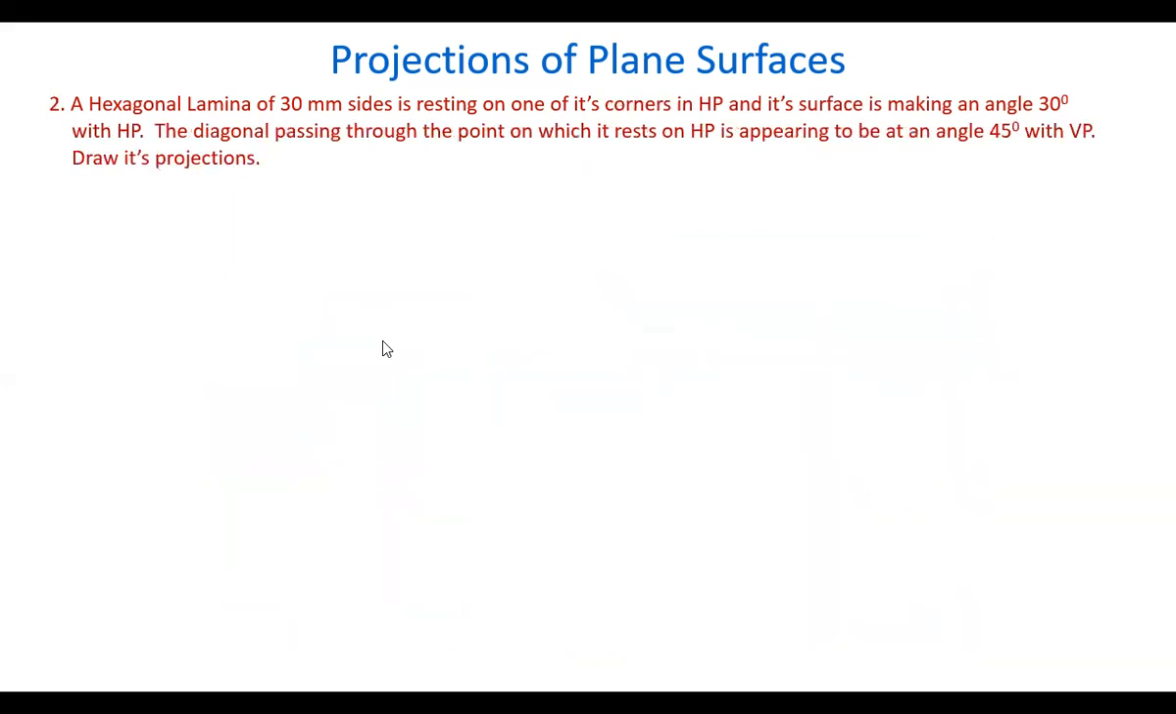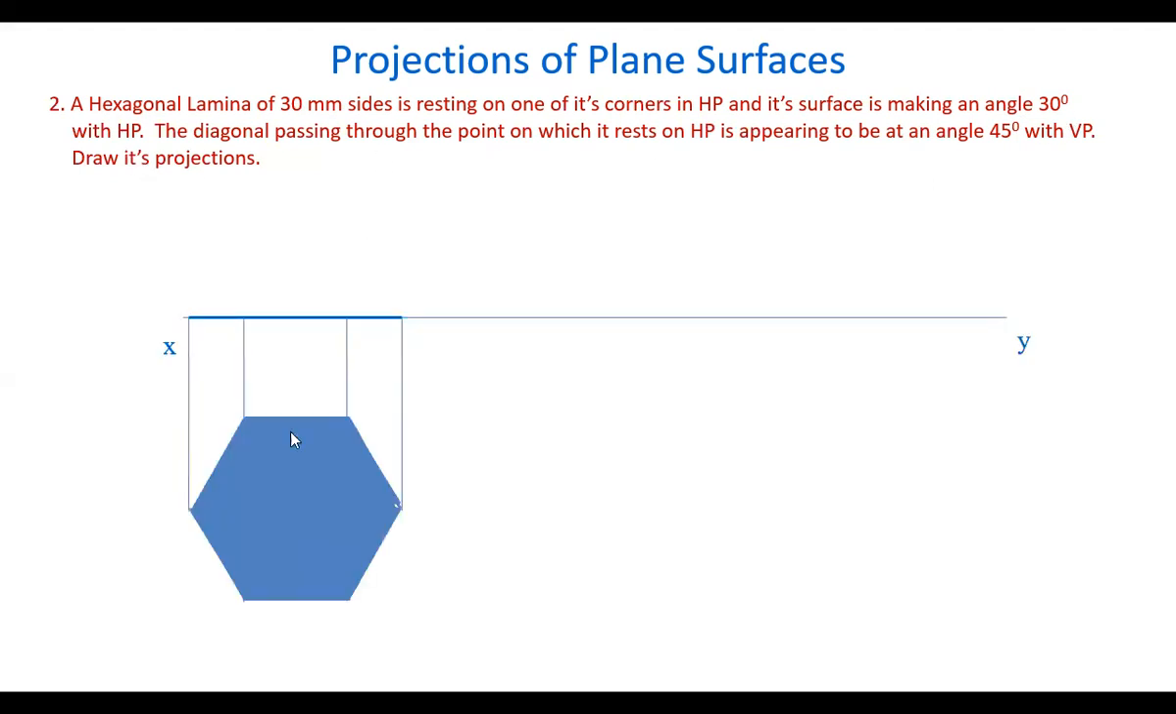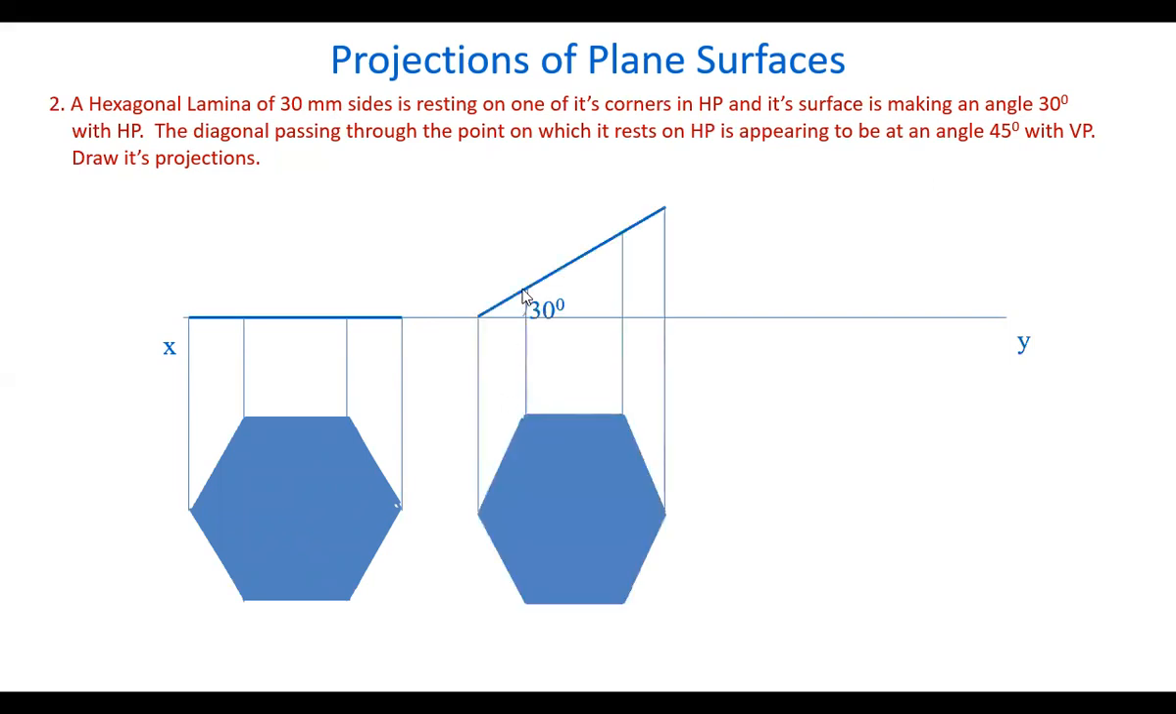Now, let's take another one. A hexagonal lamina of 30 mm sides is resting on one of its corners now. Its corner is resting on HP. Its surface is making a 30 degrees angle to HP. So the corner should be lying on the horizontal plane, and here it is the corner. Here, on this side, we get the corner. The corner is in HP.